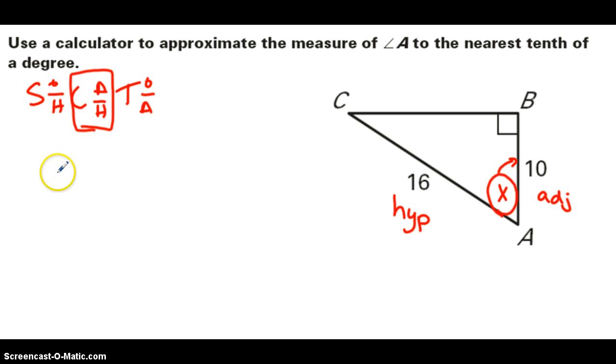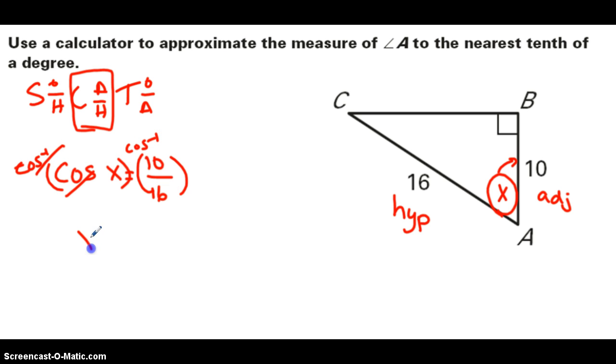So we're going to set it up the same way that we set up when we were solving for missing sides. We're going to say, okay, well, the cosine of x is going to equal the adjacent of 10 over the hypotenuse of 16. Now, since I'm looking for the angle, I'm going to have to get rid of that cosine by using the inverse. So we're going to use the inverse of the cosine, also known as the arc cosine. Okay. So that cancels that out, and we get x equals the inverse cosine of 10 over 16.